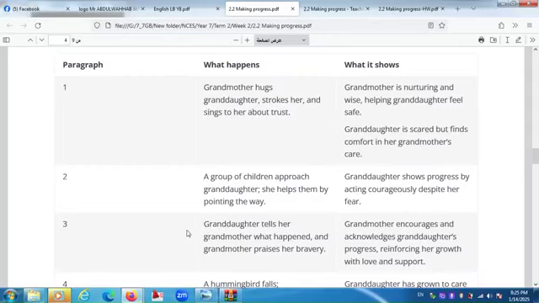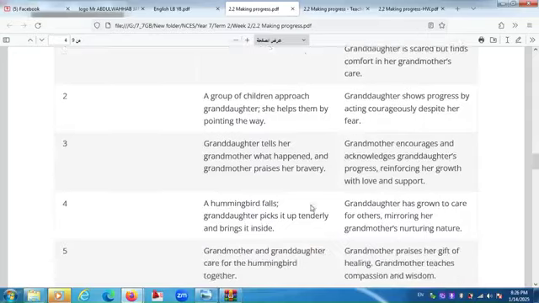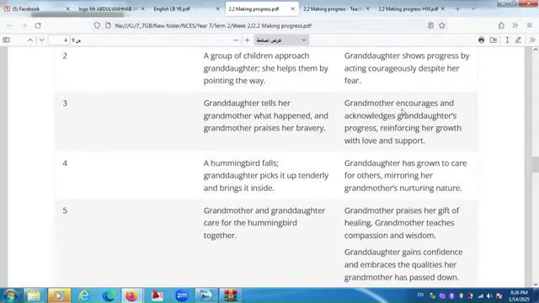What happened in paragraph 3? The grandmother celebrated that progress. The granddaughter went to tell her grandmother what happened, and the grandmother praises her bravery. Remember that in extracts 1 and 2, the granddaughter wasn't talking. She was a silent character, only crying. Now that shows that a grandmother encourages and acknowledges a granddaughter's progress, reinforcing her growth with love and support.